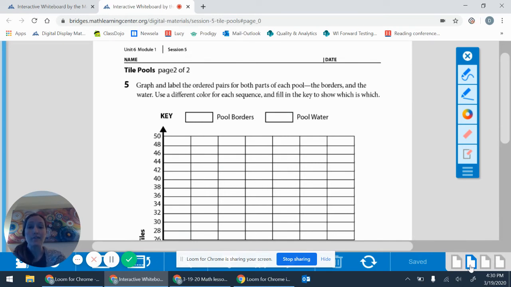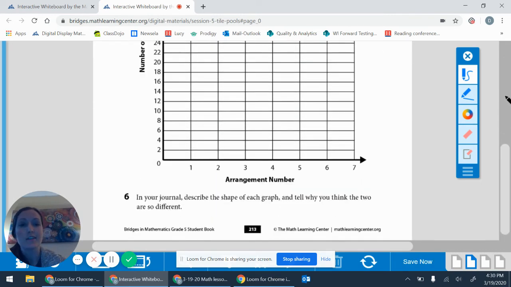This is where we are graphing the ordered pairs that we found on the previous page. I'm going to use those same keys that you all did yesterday. So for the pool border, I'm going to make a dot. And for that pool water, we're going to have an X to represent that. Remember, every time we are looking at a graph, we have our X and Y axis. So our up and down is our Y. And scroll down here. Our side to side is our X.